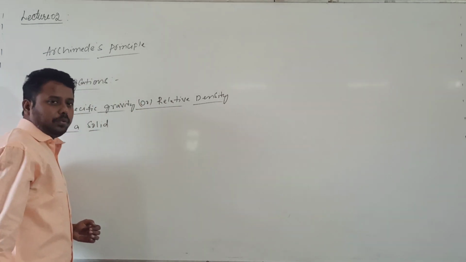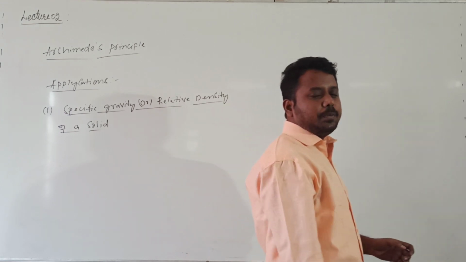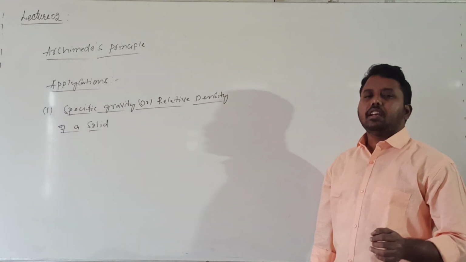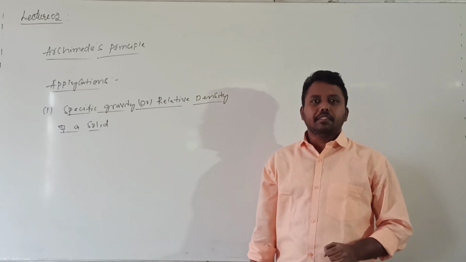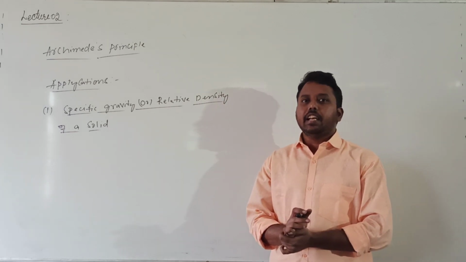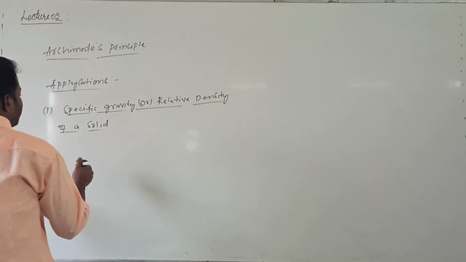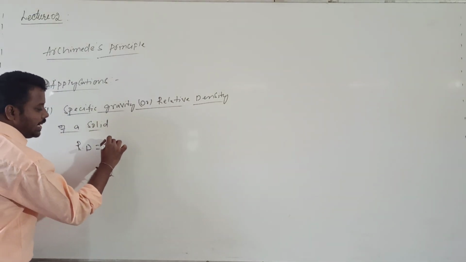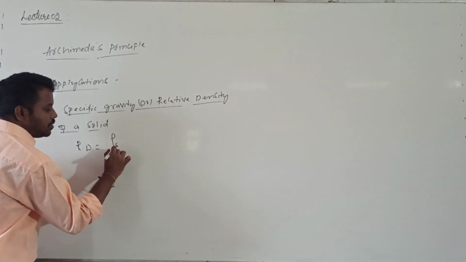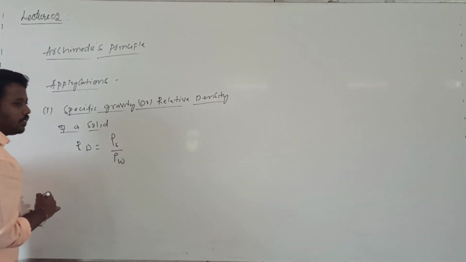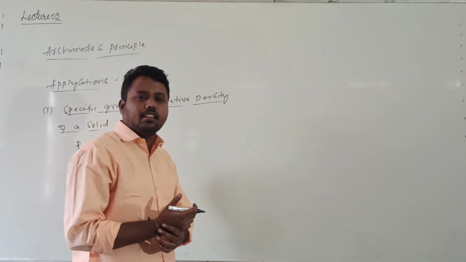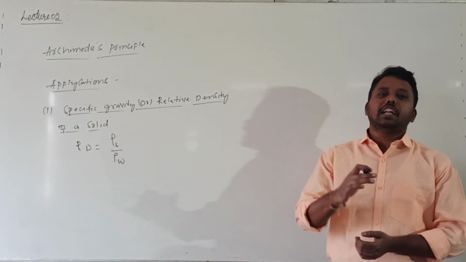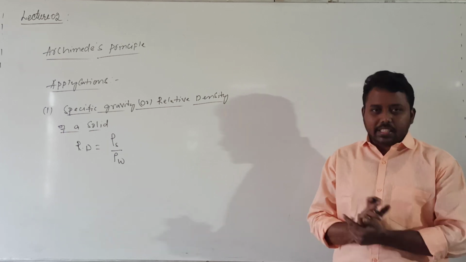Let us see how to calculate this specific gravity or relative density. What is the meaning of specific gravity? Specific gravity or relative density, I will represent it as RD, stands for relative density. It is the ratio between the density of the solid and the density of water. Water at 4 degrees Celsius. Why should we consider 4 degrees Celsius? We will come to know. That ratio is called the relative density.